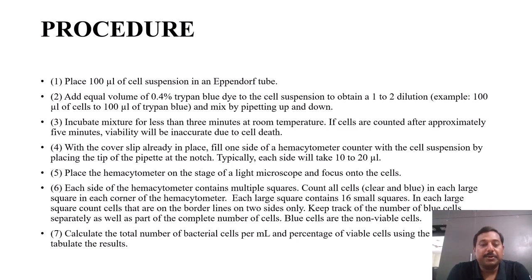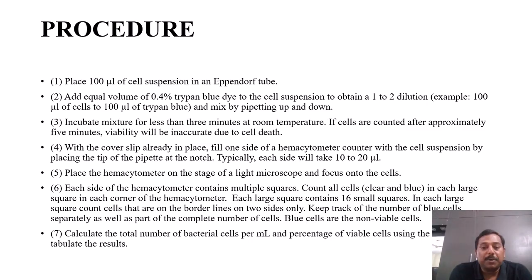Let's take a look at the procedure. First, place 100 microliters of cell suspension in an Eppendorf tube, to which we add an equal volume of 0.4% trypan blue to obtain a 1 to 2 dilution, and mix by pipetting up and down. Then we incubate the mixture for less than 3 minutes at room temperature. If cells are counted after approximately 5 minutes, viability will be inaccurate due to cell death.